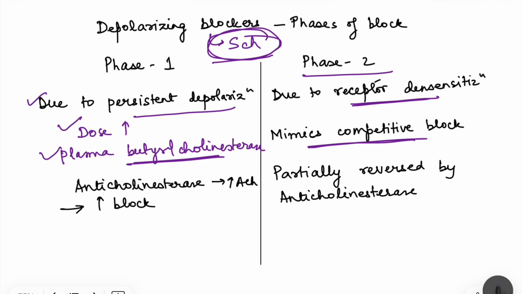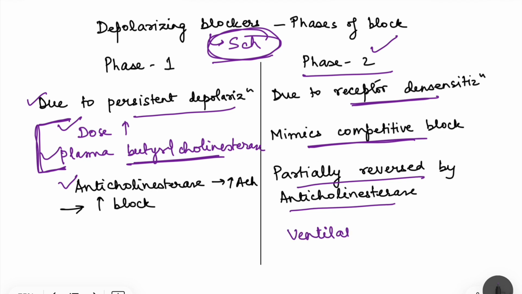In phase 1 block, anticholinesterases increase the block that we have seen. Phase 2 block, on the other hand, is partially reversed by anticholinesterases. So what is the importance of knowing this? The importance is that we should be aware that if the dose used is more or there is deficiency of plasma butyryl cholinesterase in a patient, then the patient can go into phase 2 block. And in phase 2 block, because it is a deeper block, we sometimes need to keep the patient on a ventilator for approximately 30 minutes till the recovery has occurred, right? So those are the phases of block.